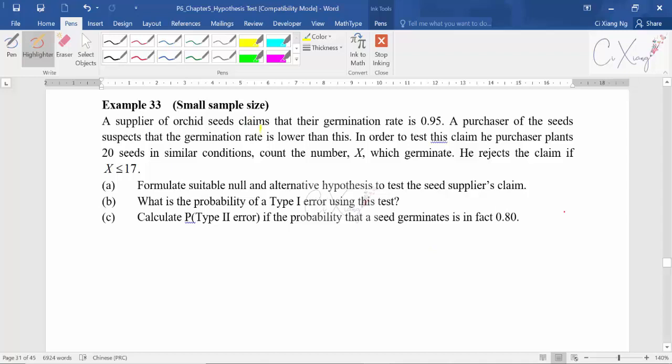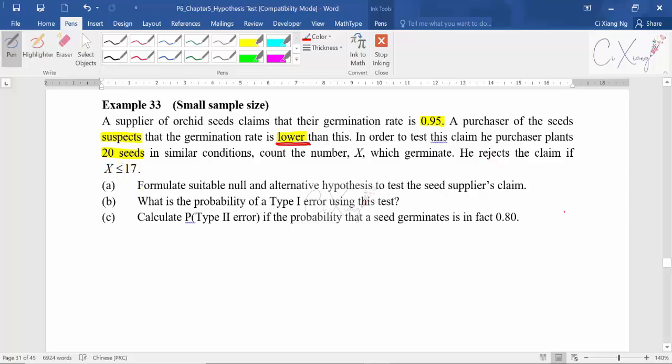Right, so if you read the question, you will see that a supplier of orchid seeds claims that the germination rate is 0.95. Then a purchaser of the seeds suspects that the rate should be lower. So I think "lower" is a very obvious keyword that tells you about the alternative hypothesis. In order to test this claim, the purchaser plants 20 seeds in similar conditions and counts the number X which germinate. He rejects the claim if X is smaller than or equal to 17.